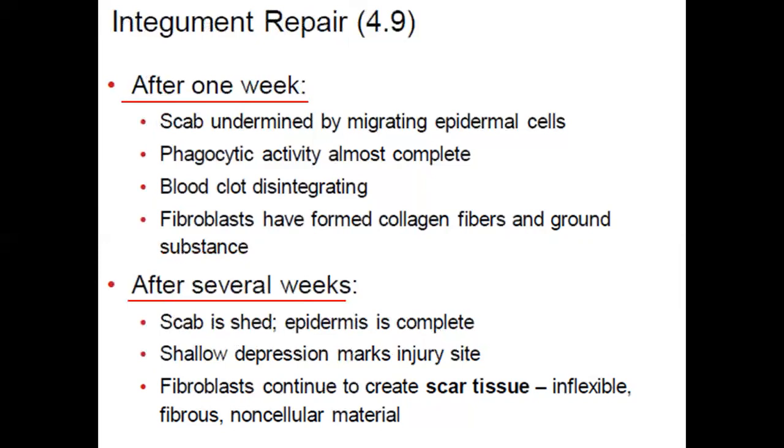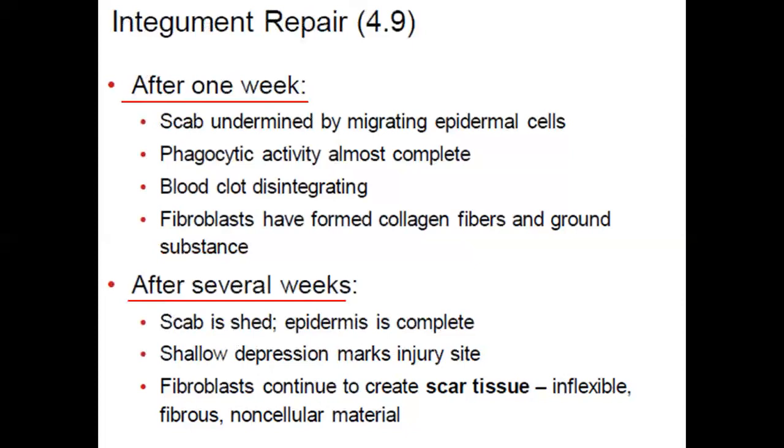And those fibroblasts would be located in the dermis. Same thing with the ground substance. So the dermis repair would be this bullet point here. This would mostly be epidermal repair. After several weeks, the scab is gone. The epidermis is complete and healed and repaired and brand new. There's a shallow depression that we'll talk about that is your scar that marks your injury site.